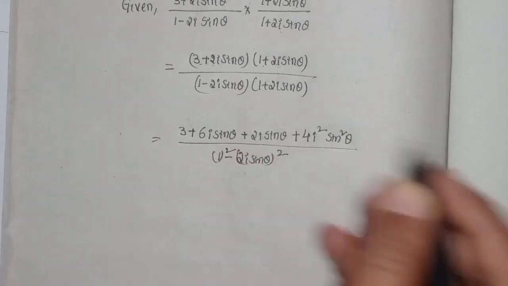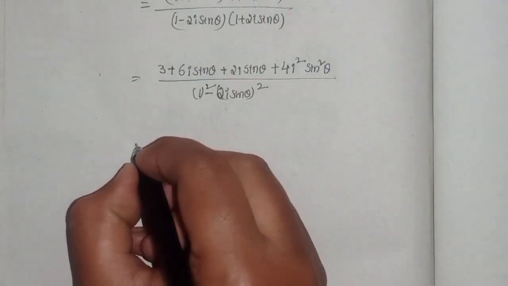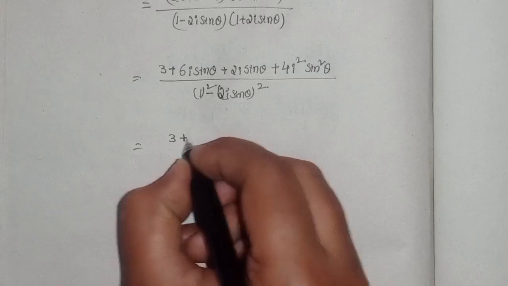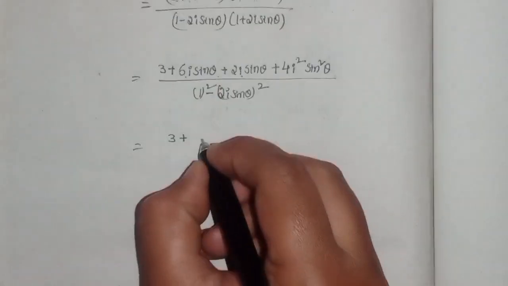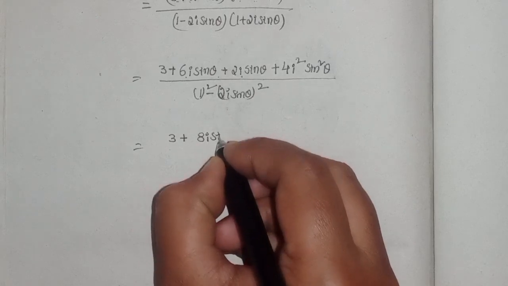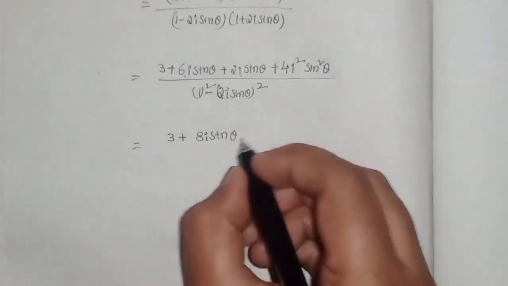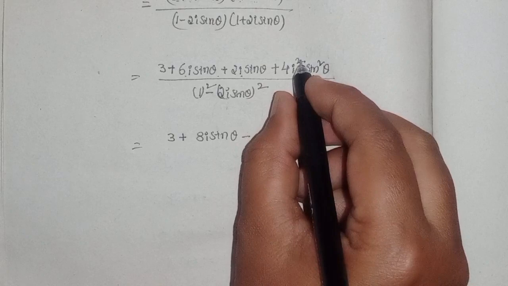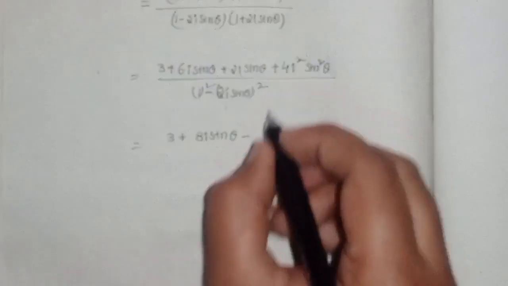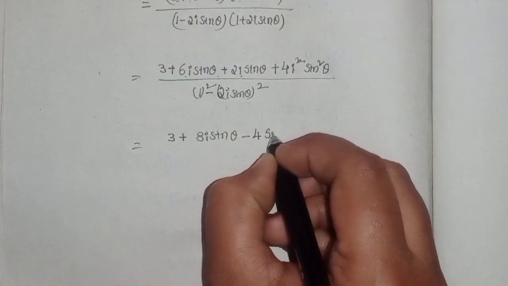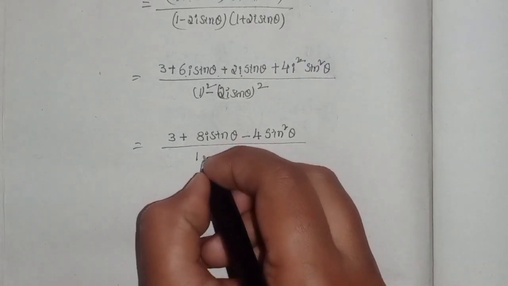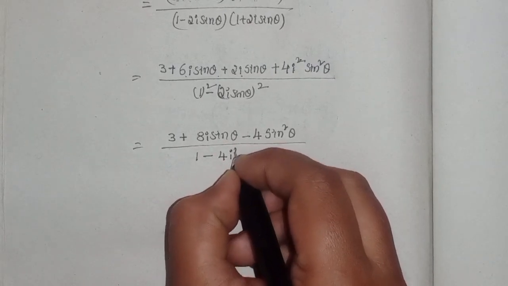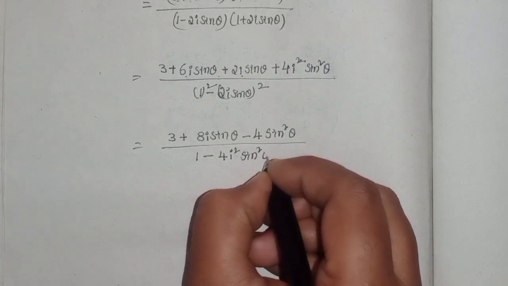Okay, nana. Next. 3 plus 6i sin theta plus 2i sin theta is 8i sin theta. Plus i square value is minus 1, into minus, minus 4 sin square theta, by 1 minus 4 i square sin square theta.